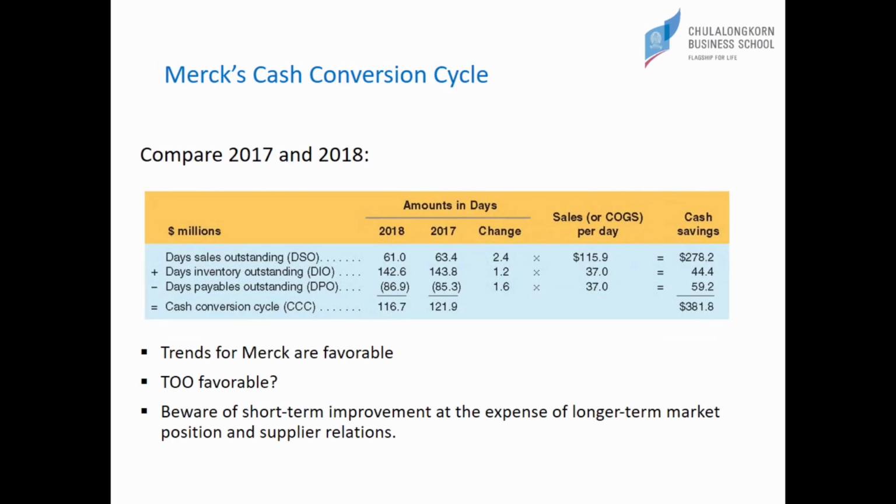So you multiply this 1.2 by 37 and 1.6 by 37, you will get the cash savings. And you sum it up, then you will get the total cash savings from improving this cash conversion cycle. Which means that this company will have basically extra cash of 381 that they can use to invest in the very short term, right? So the trend seems very favorable for Verve in this case.